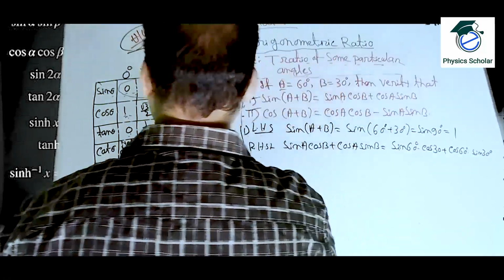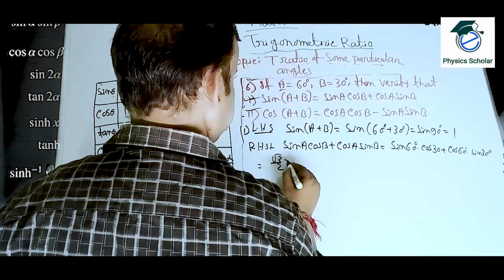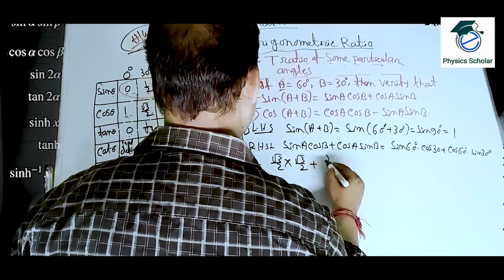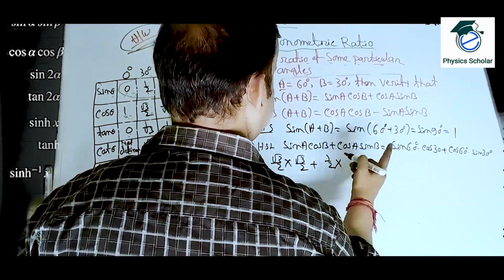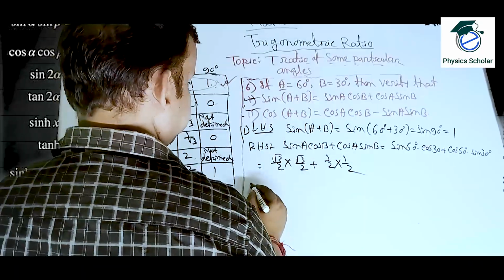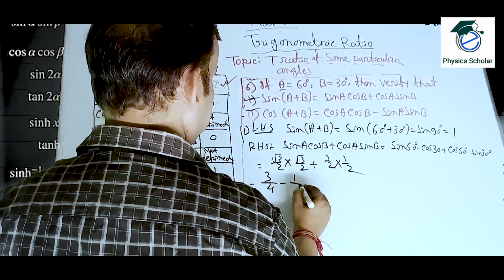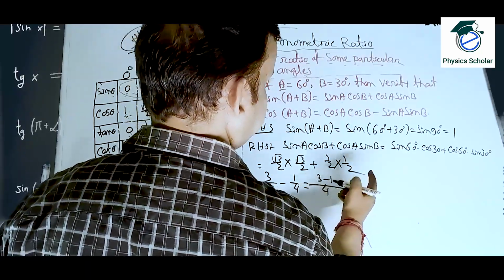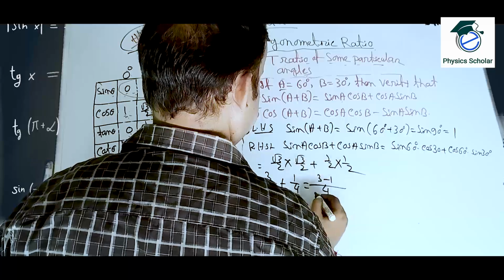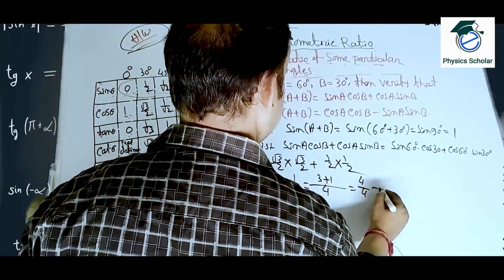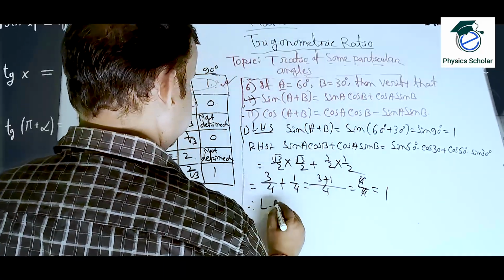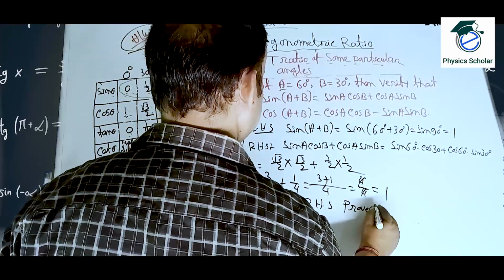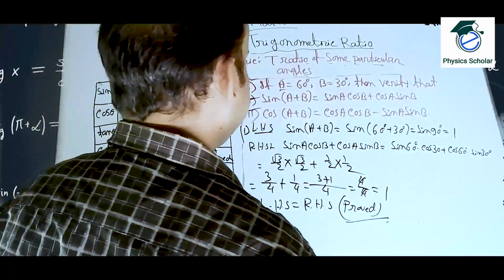What is the value of sin 60 degree? Sin 60 degree root 3 by 2 into cos 30 same root 3 by 2 plus cos 60 degree means half into sin 30 degree means also half. Clear? So 3 by 4 plus 1 by 4. So 4 will be LCM. It is plus. Okay. So 3 plus 1 is equal to 4 by 4 is equal to 1. That means left hand side is equal to right hand side. Proved. Okay. So very easy sum.